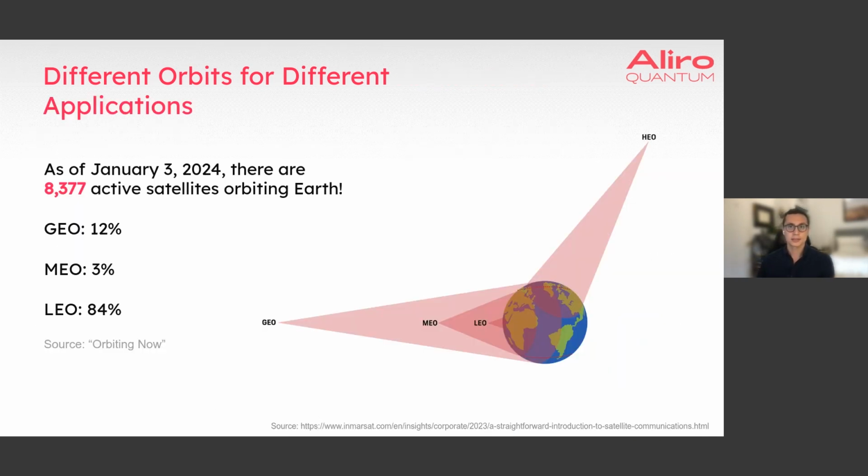Just to give a quick statistic from earlier this month, as of January 3rd, there were 8,377 active satellites orbiting Earth. The vast majority of them are in low Earth orbit. And the reason for that is, as I mentioned, to get to global connectivity, we need a constellation of low Earth orbit satellites. So there's a large density of satellites in low Earth.